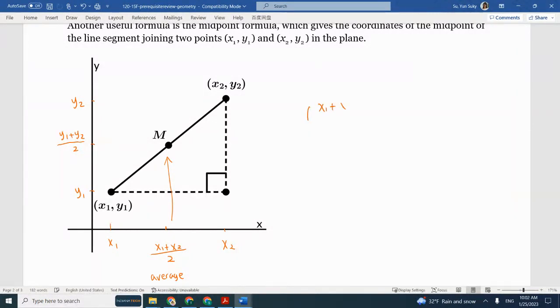x1 plus x2 divided by 2. So that is the average of x1 and x2. And then the y value is y1 plus y2 and then divided by 2. So that's the average of x values and average of y values. So this is the midpoint formula.